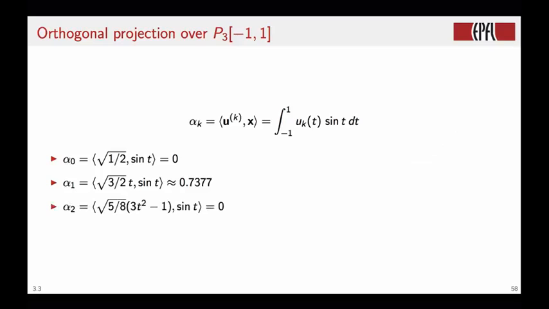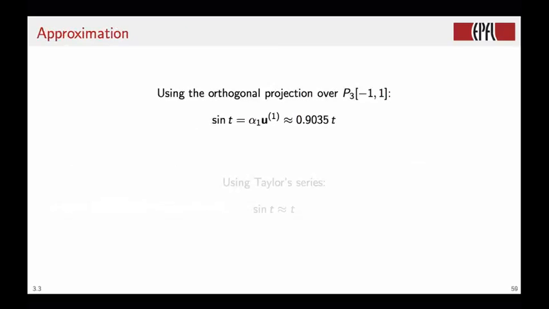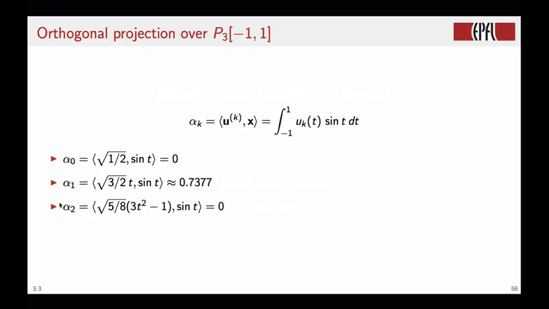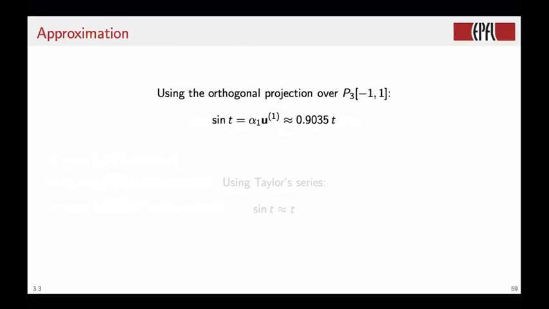And the third coefficient, alpha 2, is also equal to 0 because this one here is symmetric and this one is antisymmetric, so it's automatically equal to 0. Okay, so what do we get? When we do the orthogonal projection on these three basis vectors, u0, u1, u2, we get an approximation which is simply alpha 1 u1, and it's given by this formula.